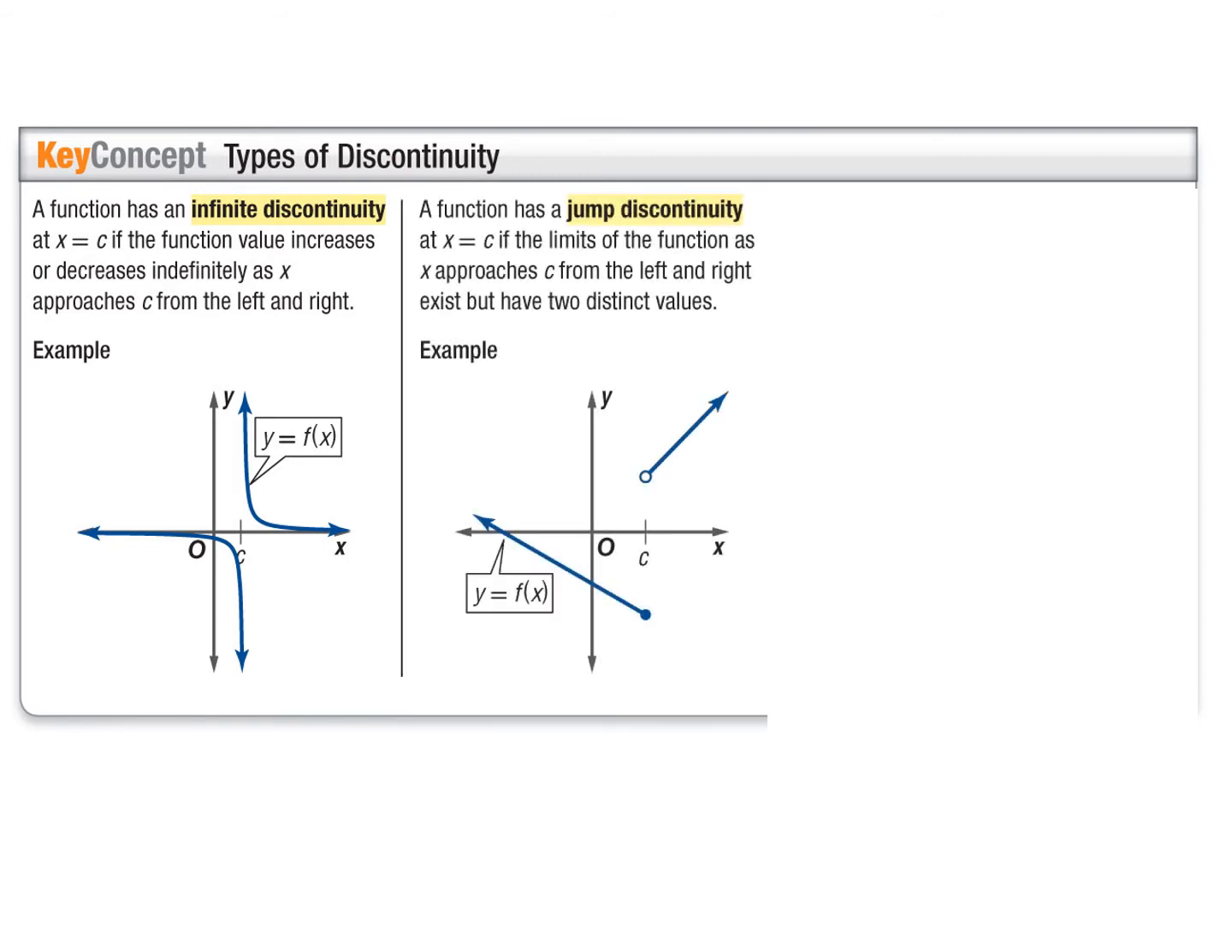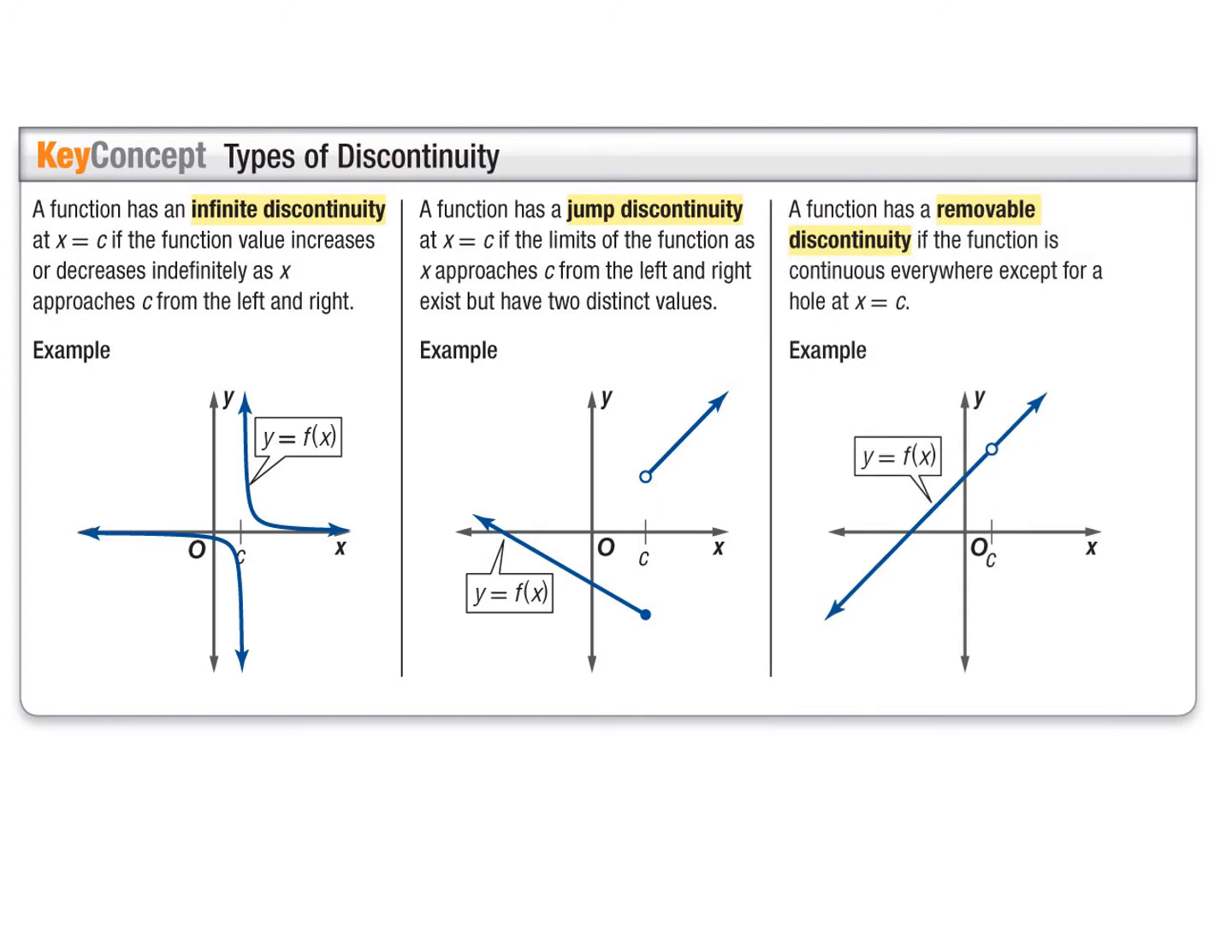The second type of discontinuity is called jump discontinuity, and that's when a function has jump discontinuity at x equals c if the limit of the function as x approaches c from the left and right exists but have 2 distinct values. This is one we've seen graphically already, and it has a name. It's called jump discontinuity. Sometimes you'll refer to it as step discontinuity as well.